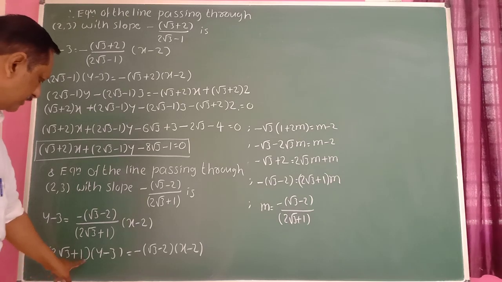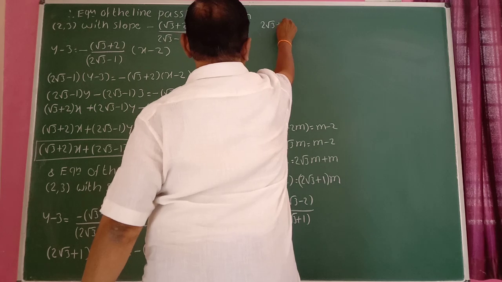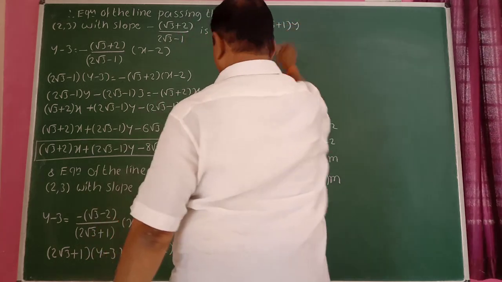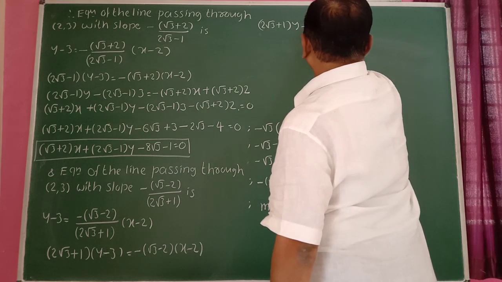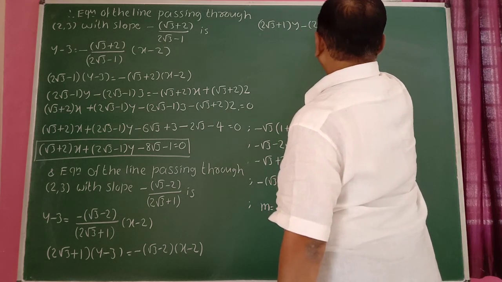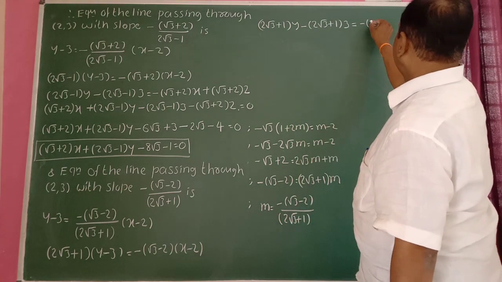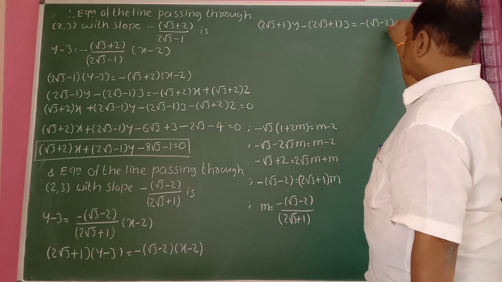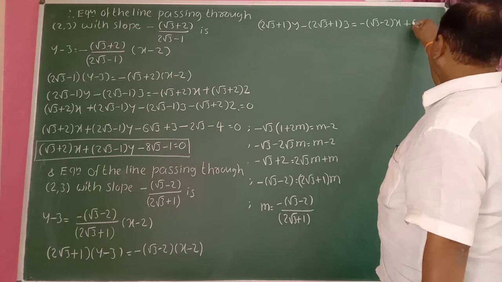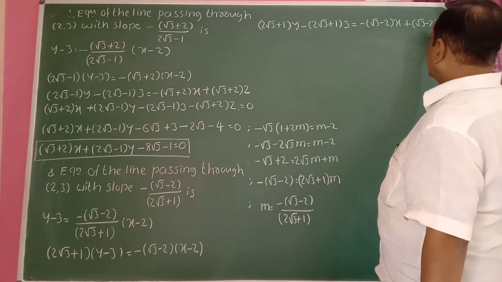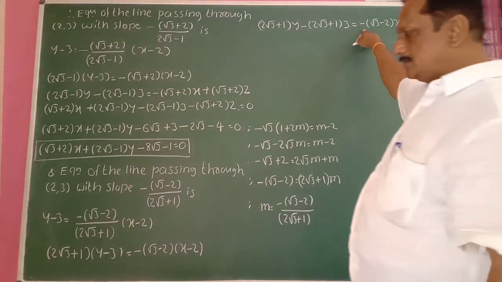(2 root 3 plus 1) into y, minus (2 root 3 plus 1) into 3, is equal to minus of (root 3 minus 2) into x, minus minus plus here. Then (root 3 minus 2) into 2 here. Take both the terms to the left side, minus becomes a plus.